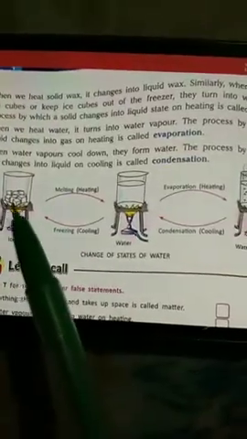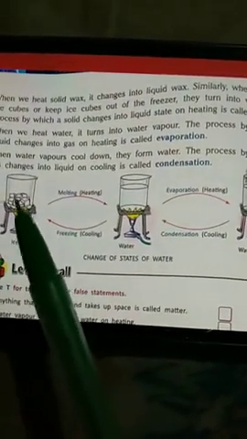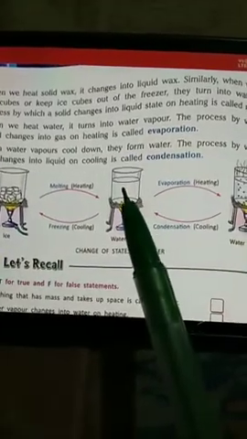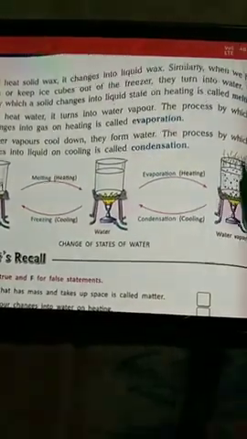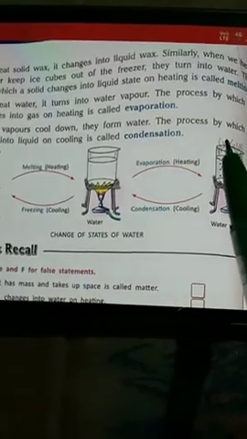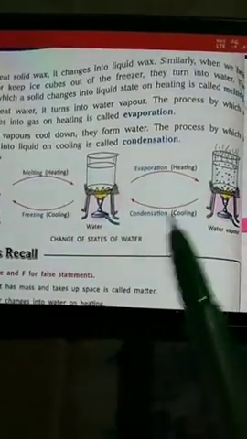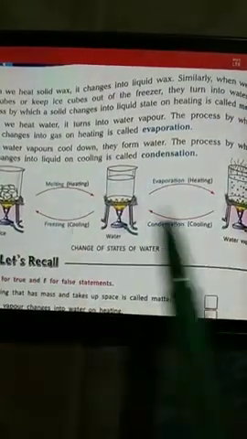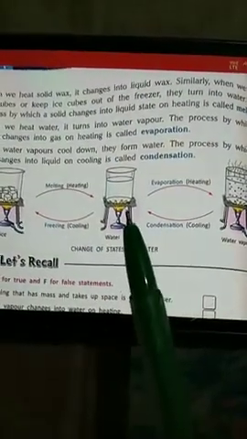So here you can see, on freezing we get solid. On melting we get liquid. When liquid is heated, we get water vapors, which means gas. When the water vapors are cooled or condensed, we get liquid again. So this is the interchange of states of water.